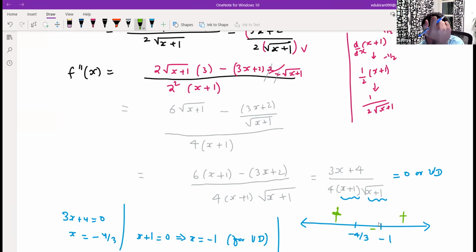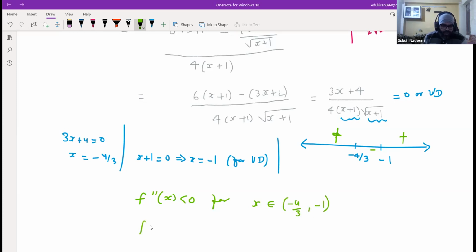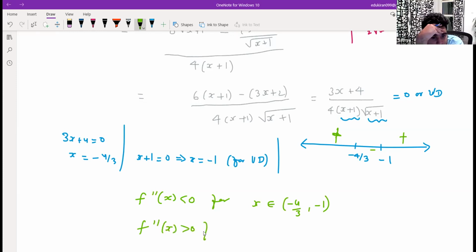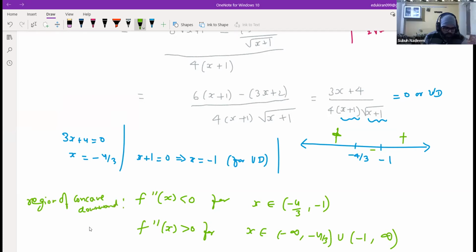So if we know this sine scheme, we can say that f double dash x is less than 0 for x between minus 4 by 3 to minus 1, and f double dash x is greater than 0 for x from minus infinity to minus 4 by 3 union minus 1 to infinity. So this is the region of concave downward, and this is the region of concave upward.